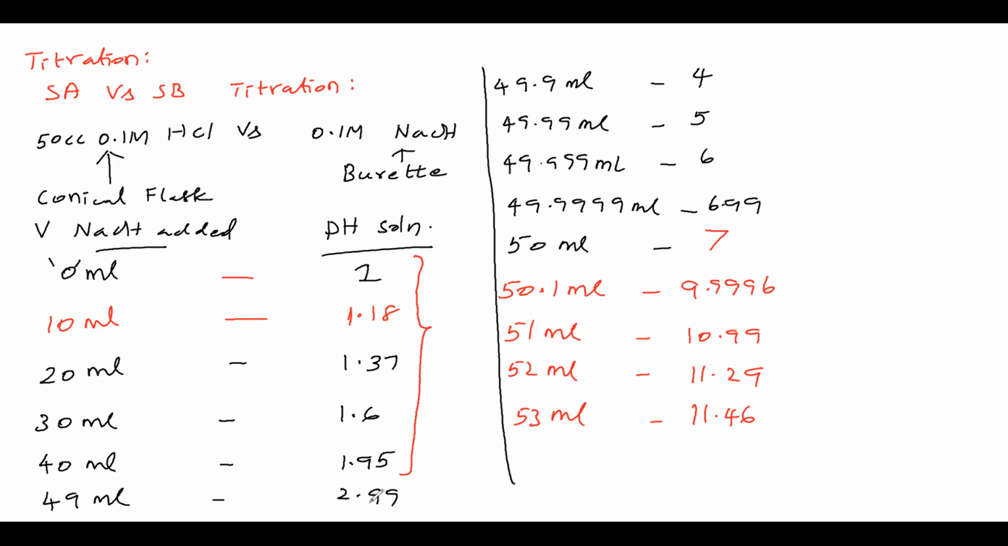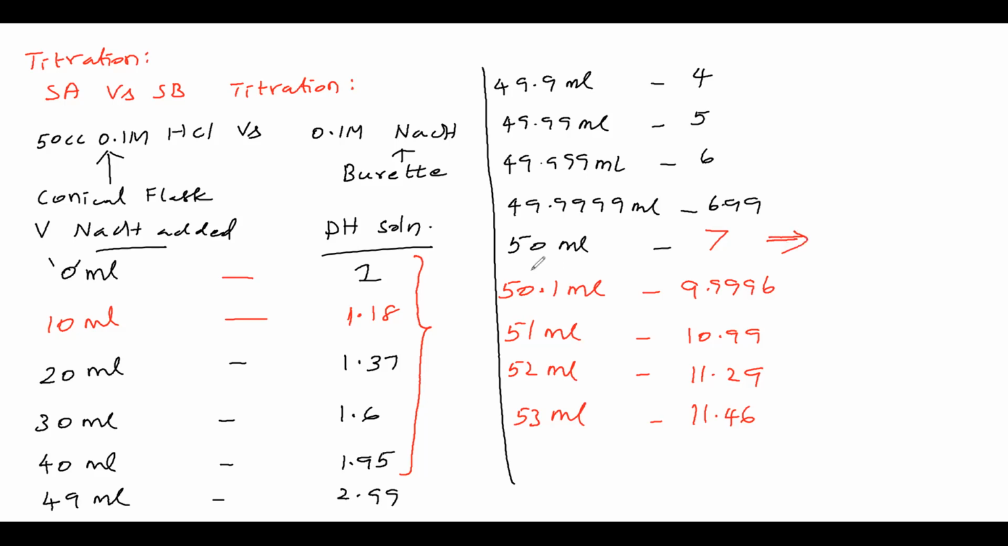Next here we added 9 ml. In this step we added 9 ml. So how much is the pH rising? You see nearly 1. Why nearly 1? What do you think? Now we will see this place.